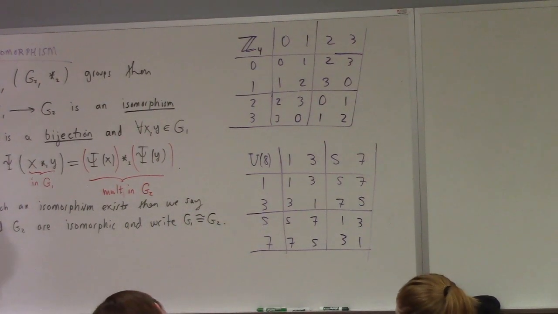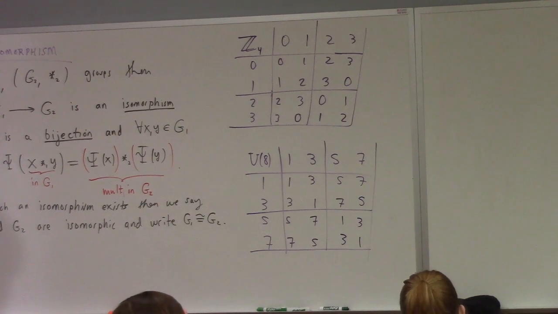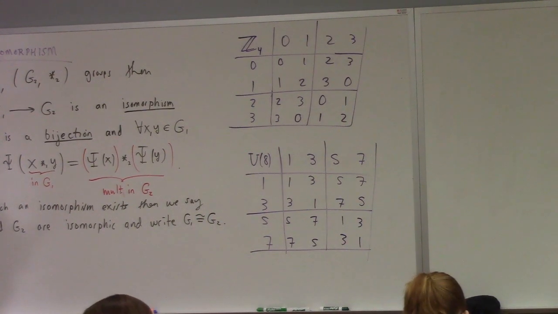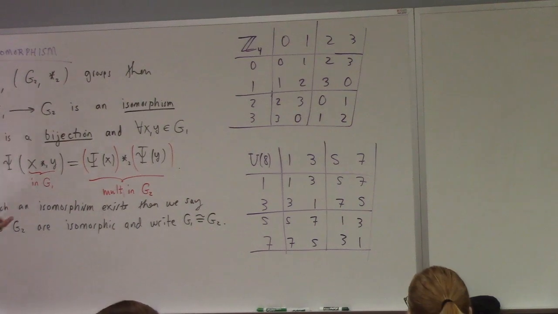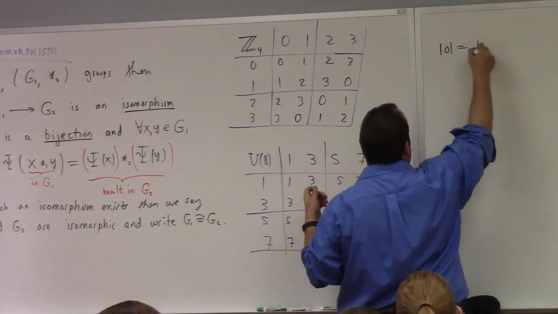That's a complete description of the structure of Z4 additively and U8 multiplicatively. So these are two groups. They have the same order. They're both order 4. So maybe they're isomorphic. Verdict's not out yet, right? Check out the orders of the elements. What are the orders of the elements here? What's the order of 0? It's 1. It's the identity, right?